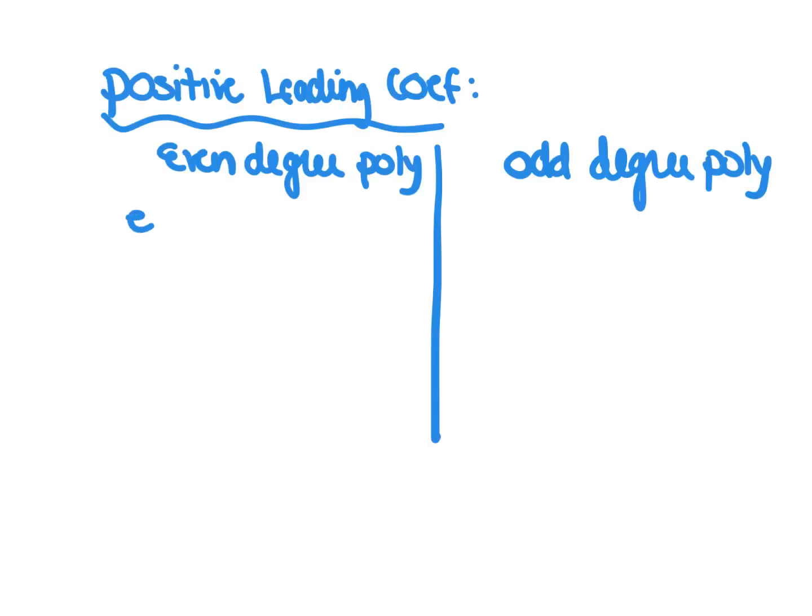Okay, so we're first going to look at if we have a positive leading coefficient. So with an even degree polynomial, an example could be y equals 4x squared plus 1. The degree of that polynomial is 2. It's a quadratic. And your leading coefficient is a positive 4.